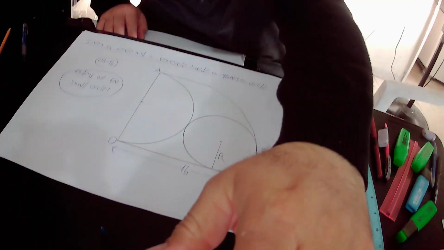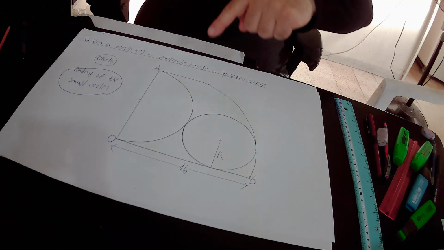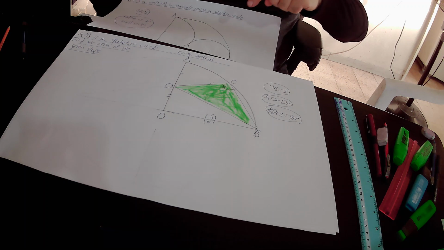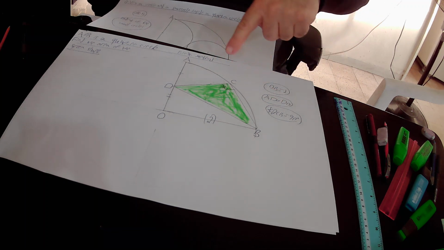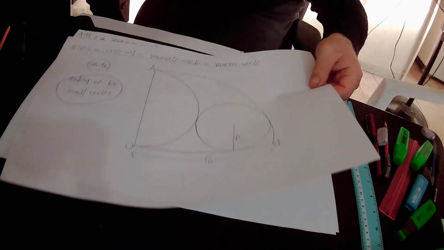Hello, in this lecture we'll answer two questions. In the first question, we find out the radius of this small circle, and in the second question, we'll find out the area of this green shape in two different methods. We start with the first question.